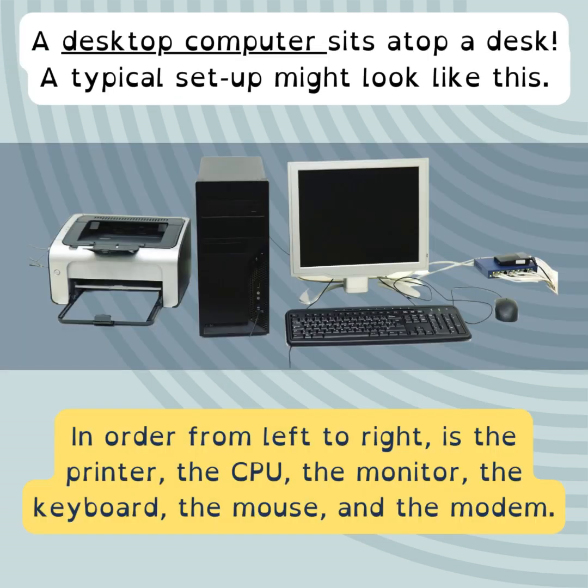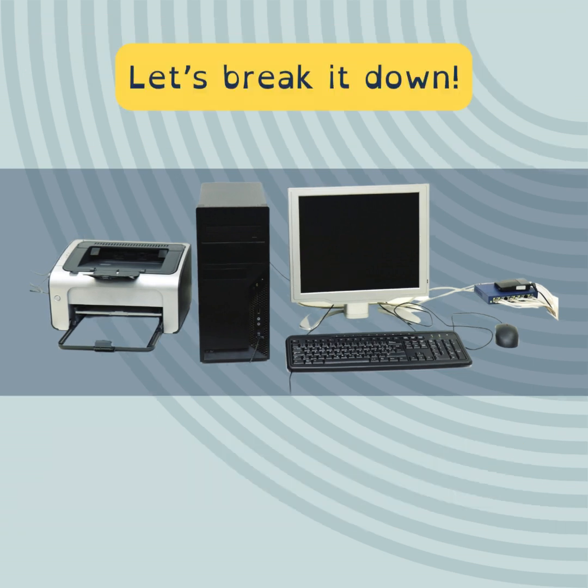A desktop computer sits atop a desk. A typical setup might look like this. In order, from left to right, is the printer, the CPU, the monitor, the keyboard, the mouse, and the modem. Let's break it down.